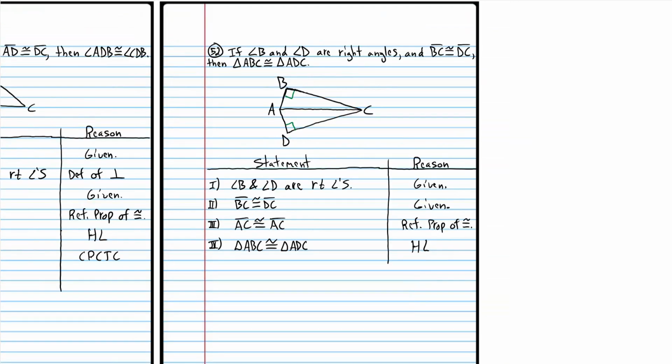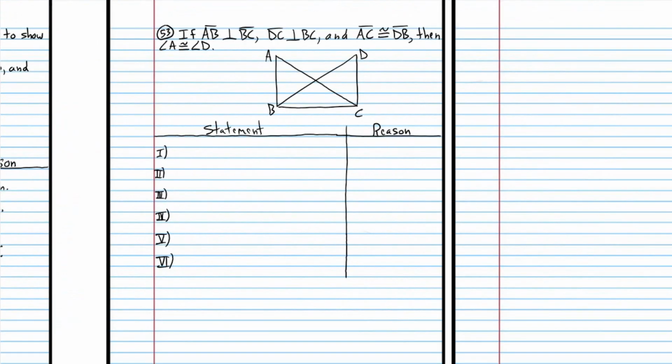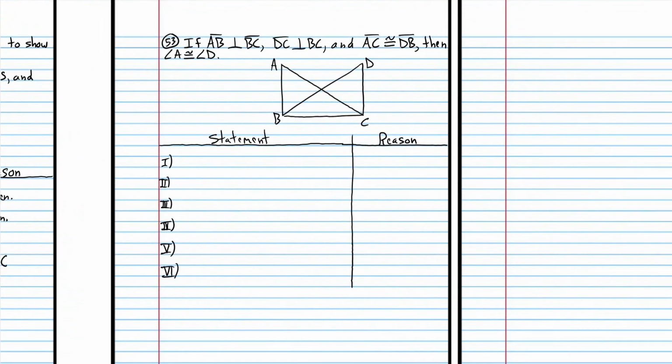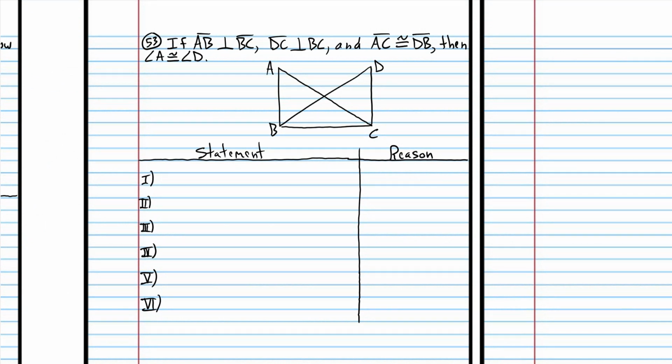If you got those answers, good job. So it looks like we're going to try one more problem. Go ahead and attempt number 53. Looks like you're going to have to use CPCTC as well as the HL congruence theorem. So try 53, and when you come back, we'll do it together. All right, we're back.